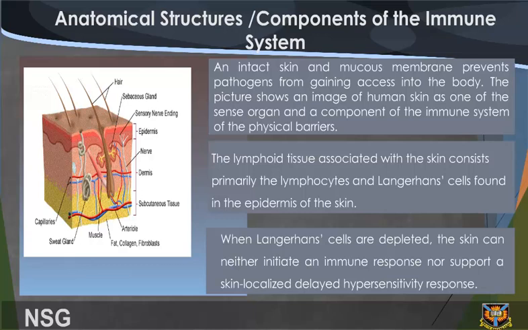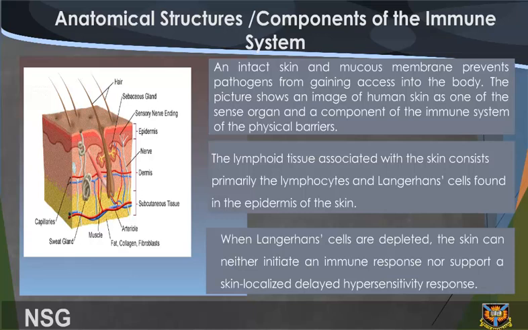The picture shows an image of human skin as one of the sense organs and a component of the immune system of the physical barriers. The lymphoid tissue associated with the skin consists primarily of lymphocytes and Langerhans cells found in the epidermis of the skin. When Langerhans cells are depleted, the skin can neither initiate an immune response nor support a skin-localized delayed hypersensitivity response.